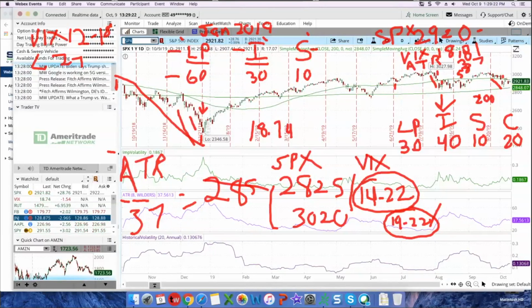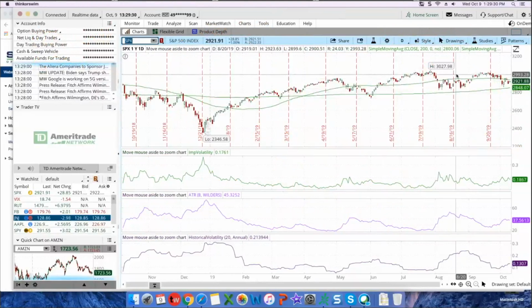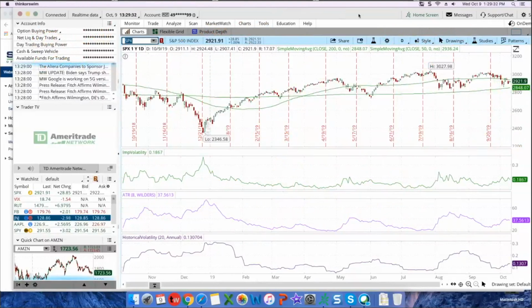I'll give you an example. During this period of, how many remember the volatility in August? Is anybody living in the real world in August? Here's August.